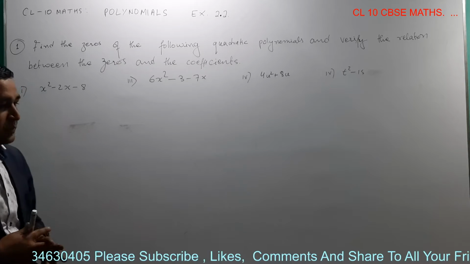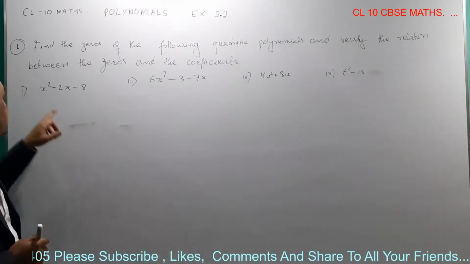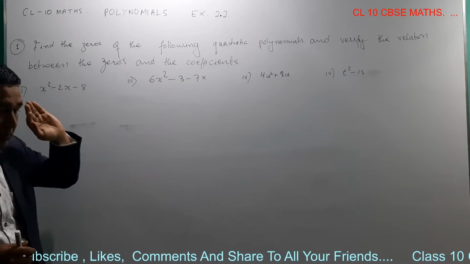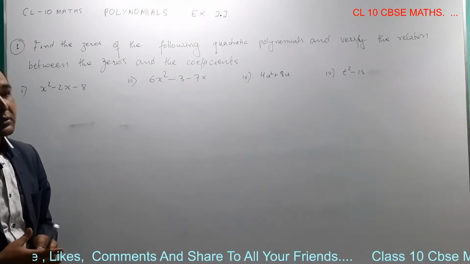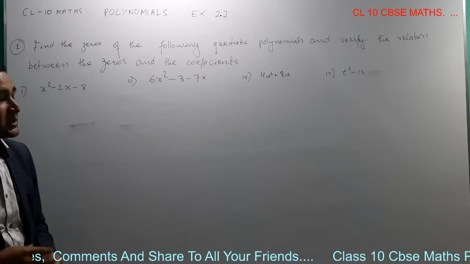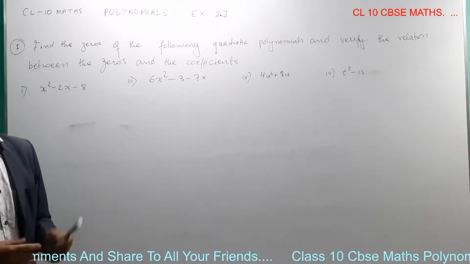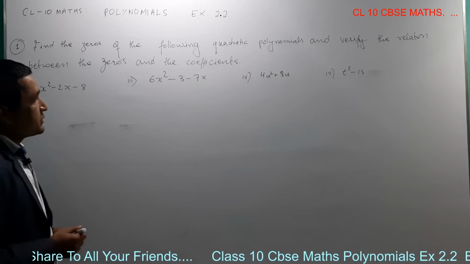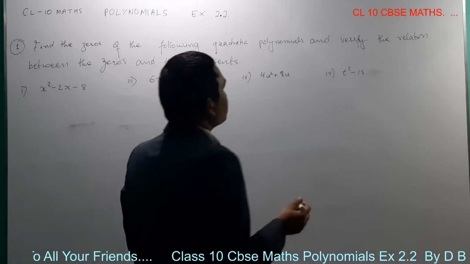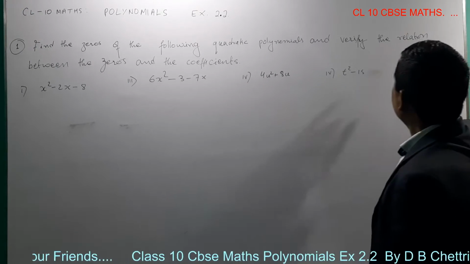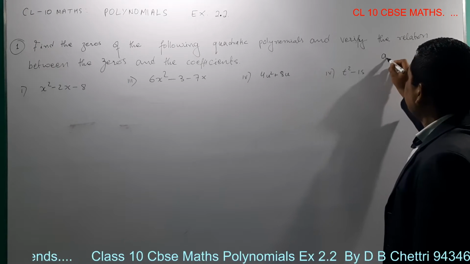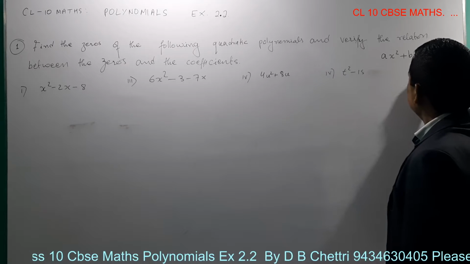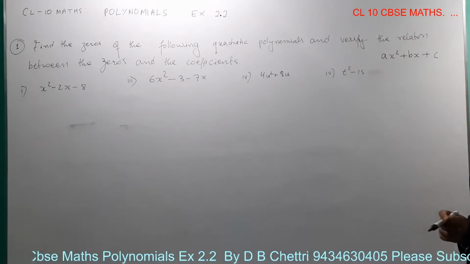In a quadratic polynomial there are three terms. In general, three terms are there. Sometimes in the expression one term may be missing or one term may be 0. Now, according to the general formula, the quadratic is ax square plus bx plus c. This is called the general quadratic equation.